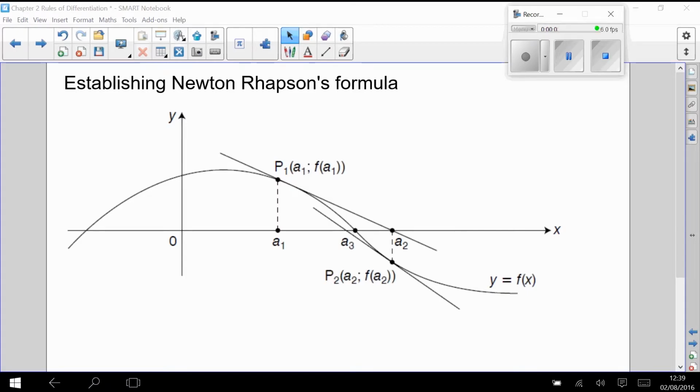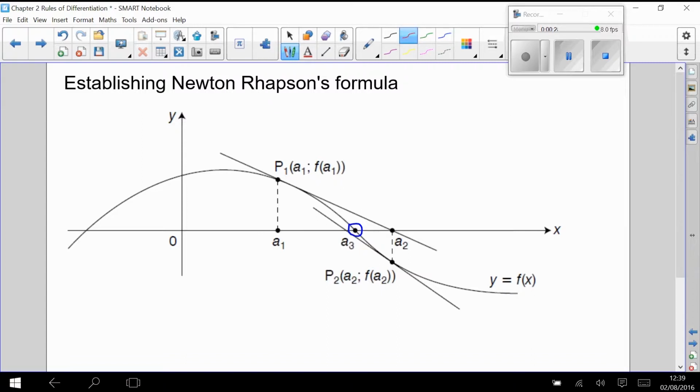Sometimes you're going to be asked to find an x-intercept, and that's not going to be possible with your school maths. Say, for example, I've been asked to find the x-intercept over here, and I couldn't find it using my existing knowledge. I'm going to show you a new method, and this is called the Newton-Raphson method. But first, I'm going to show you how the formula was developed.